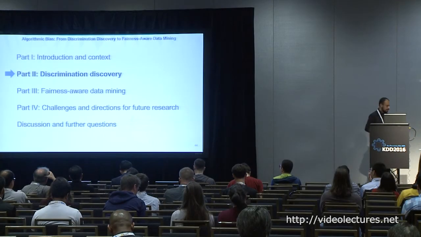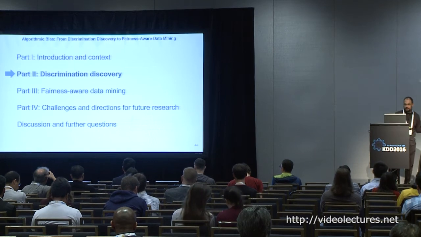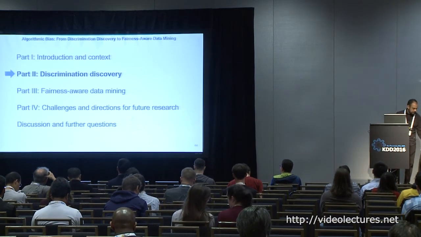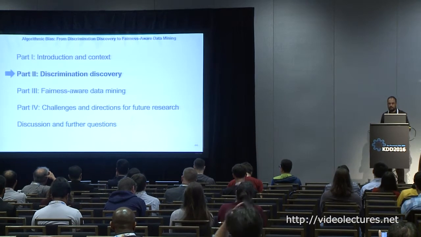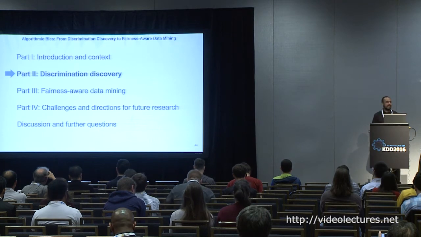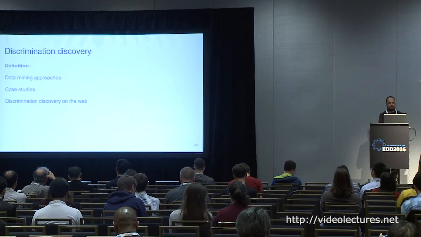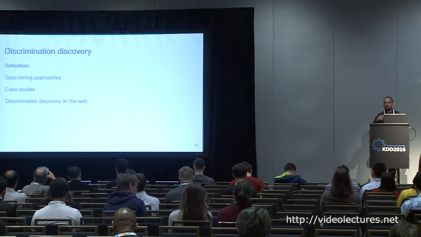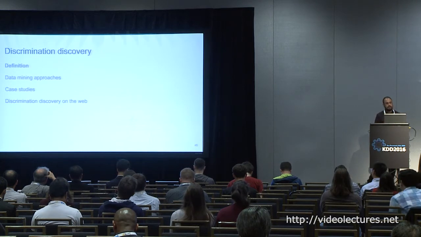Okay, so now I'm gonna jump into the substance of this tutorial, my part in the tutorial, which is about algorithms for discovering discrimination. Like how can we discover that an algorithm or a group is discriminating? We're going to have some definitions, and then I'm going to speak about the data mining approach. That's again the substance of this part of the tutorial.